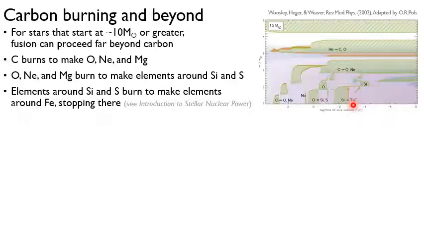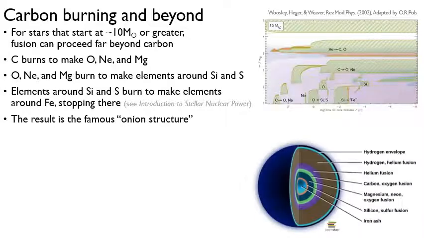And the reason that you make iron, we sort of covered in the Introduction to Stellar Nuclear Power lecture. You'll see that this is the peak in nuclear binding energy, and you just can't get any more energy out of fusing iron nuclei, so it stops there. So the result near the end of the star's life, before it's going to explode, as we'll see in a moment, or maybe do something more exotic, is this so-called onion structure.